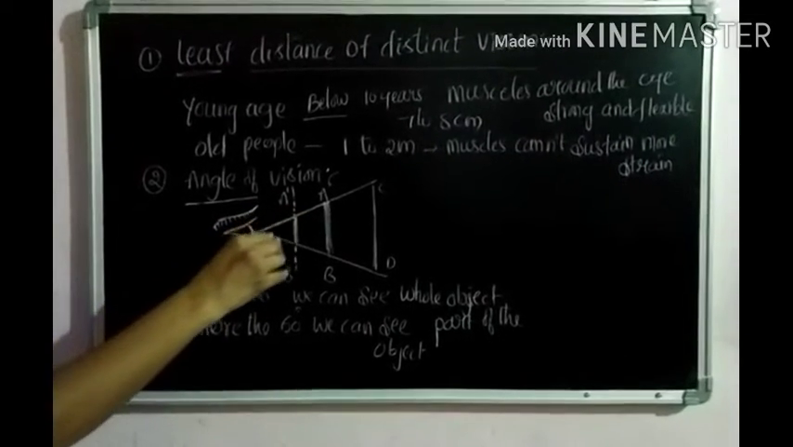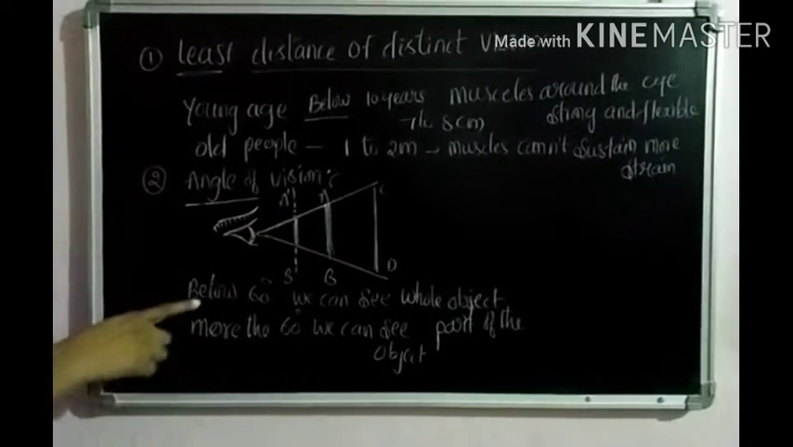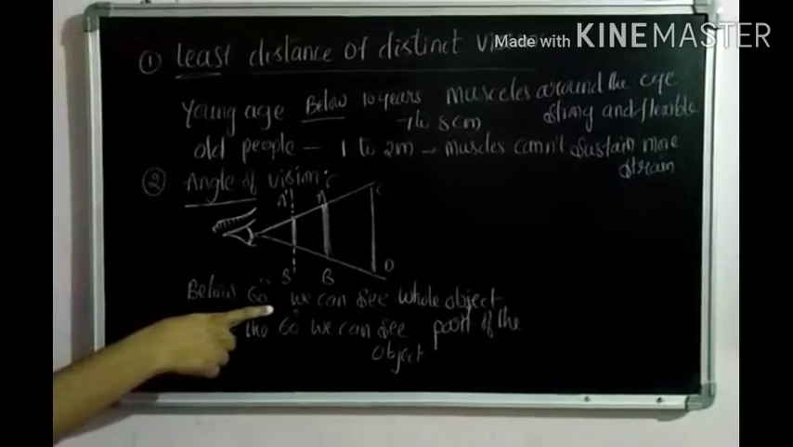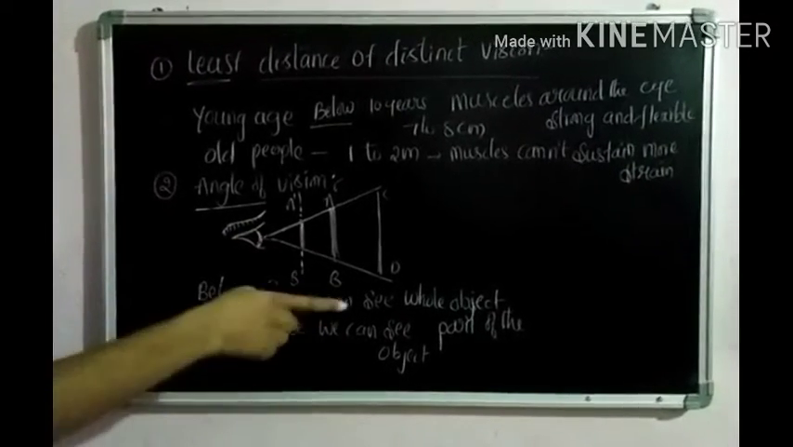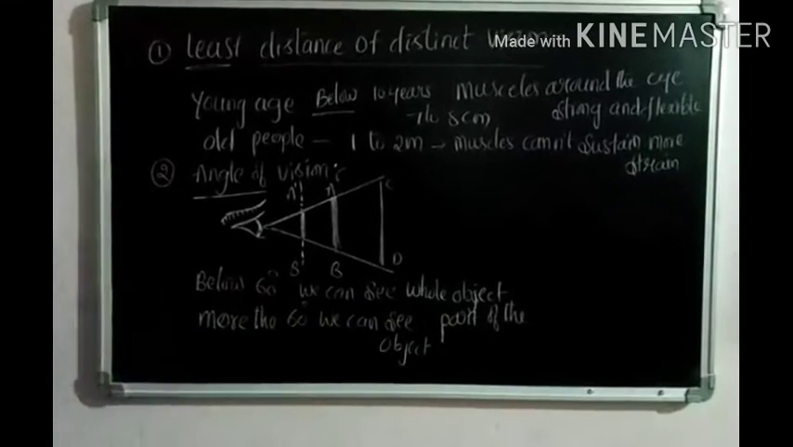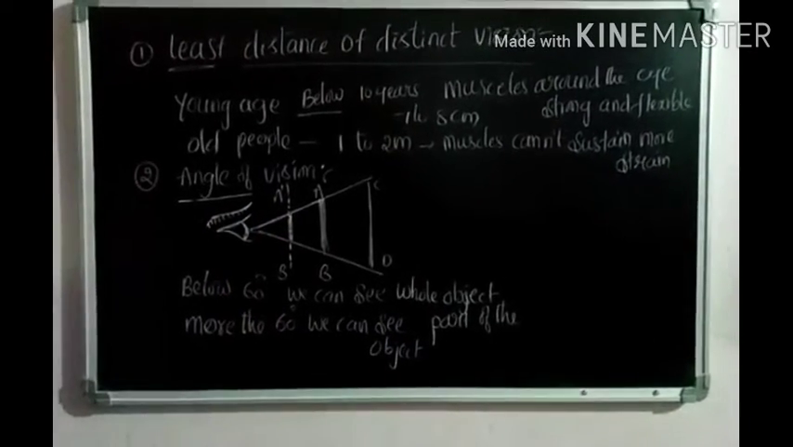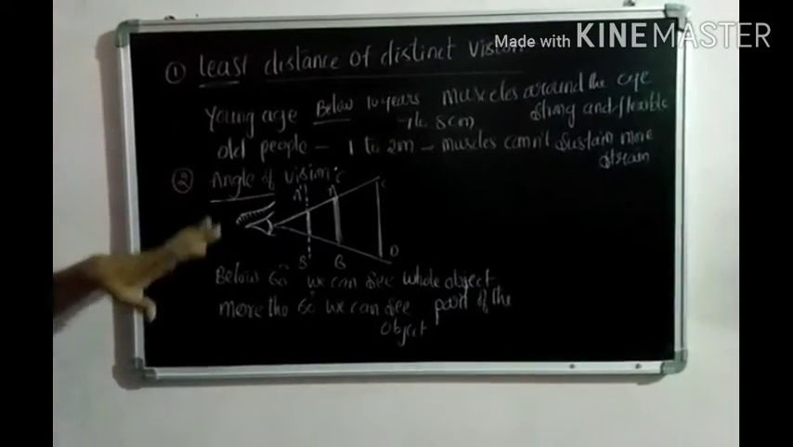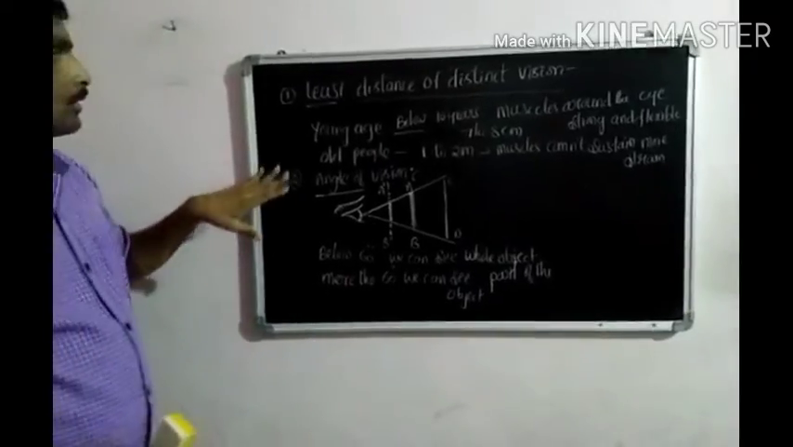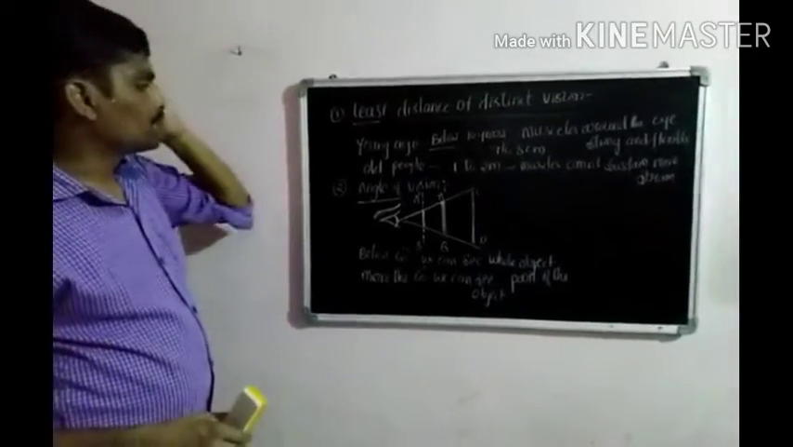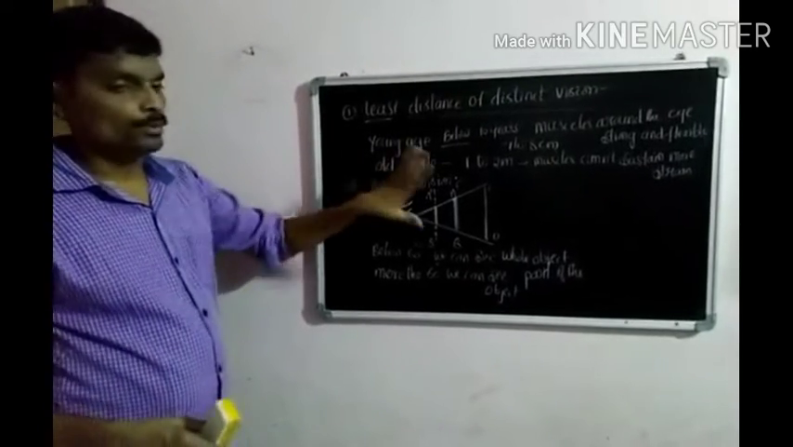When we measure the angle, it should be less than 60 degrees for us to see the whole object. At more than 60 degrees, we can see only some part of the object. What is the angle of vision? The maximum angle at which we are able to see the whole object is called the angle of vision. For our understanding of this angle of vision, we have to do an activity through video.